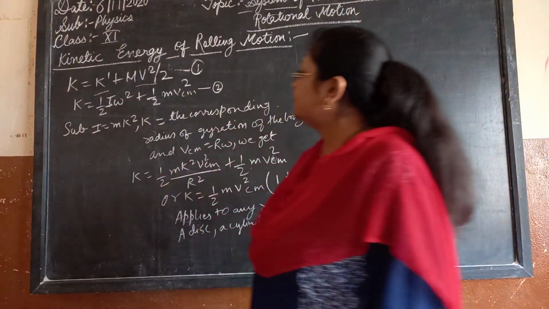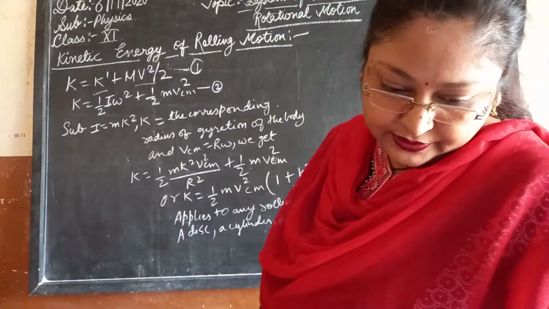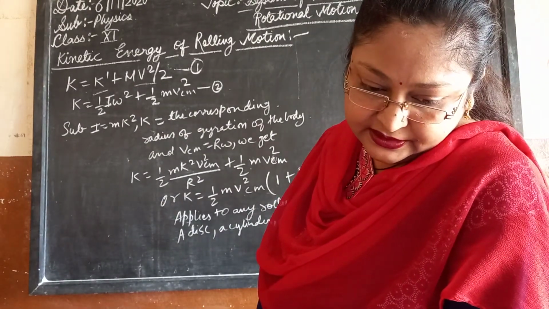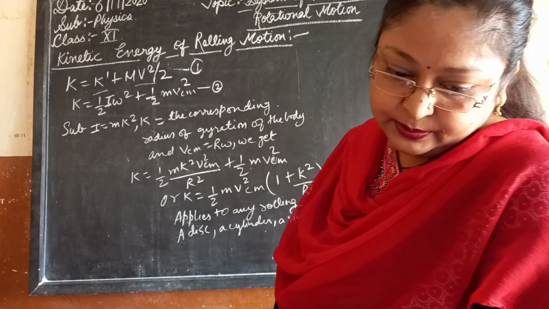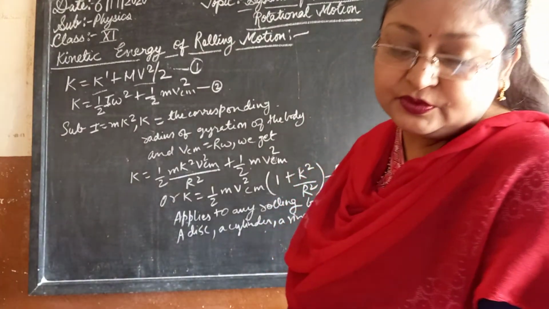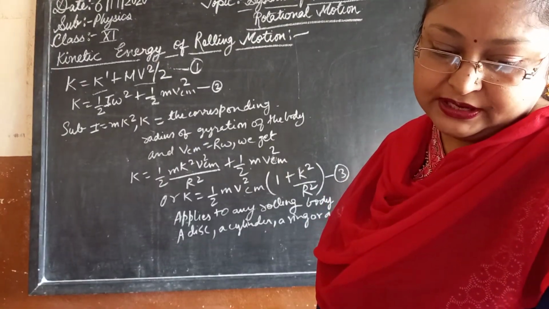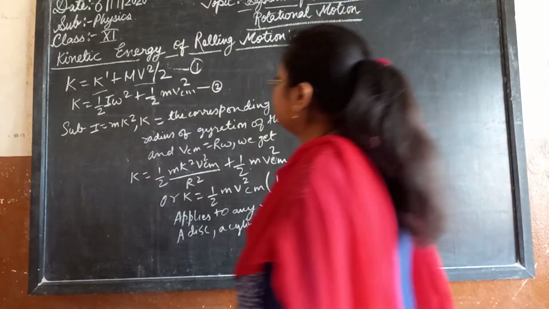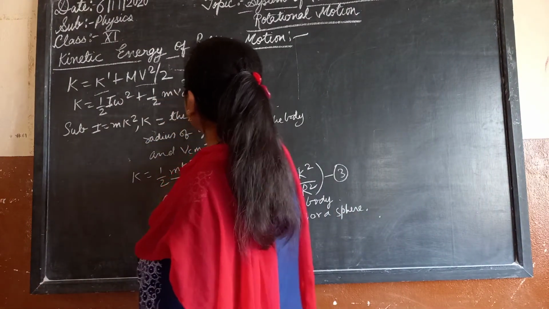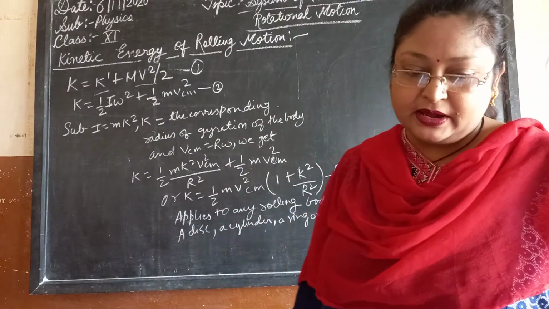K dash will be equal to 1 by 2 I omega square, as we have already seen that the rotational kinetic energy K dash is equal to 1 by 2 I omega square, where I is the moment of inertia about the axis of the rolling body, and the kinetic energy of the rolling body will therefore be given by 1 by 2 I omega square plus 1 by 2 m vcm square.